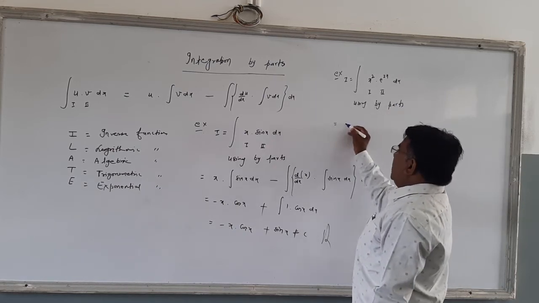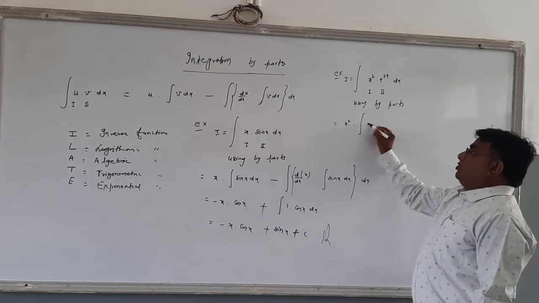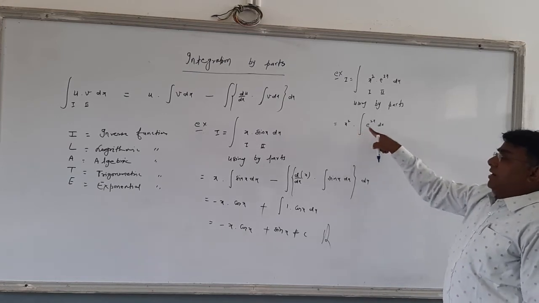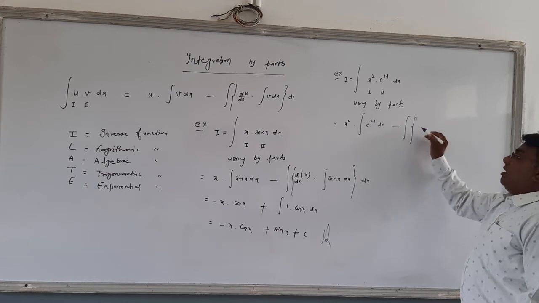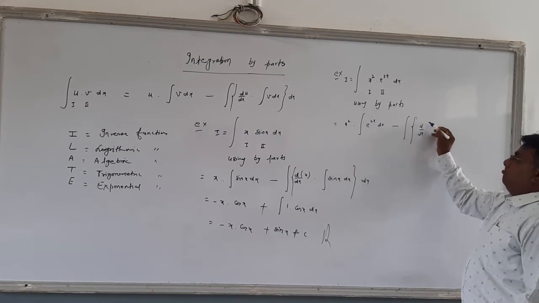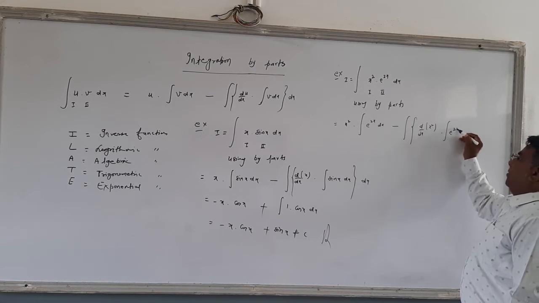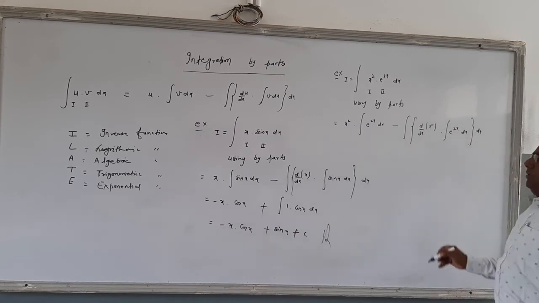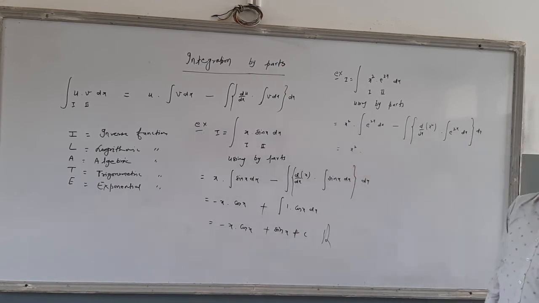Then first function into integration of second function. I repeat, first function into integration of second function minus integration of differentiation of first into integration of second, and that is the whole integration, right? And now it is simplified. What is the integration of e raised to power 2x?